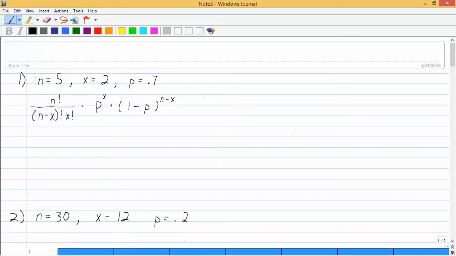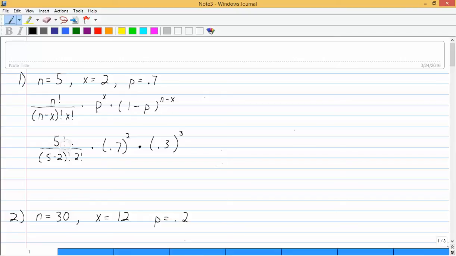So for this problem we'll have 5 factorial divided by 5 minus 2 factorial divided by 2 factorial times 0.7 to the second power times, what's 1 minus 0.7? 0.3, right? So 0.3 to the 5 minus 2 power, so to the third power.